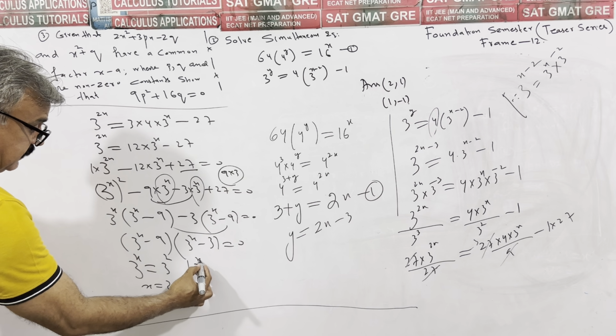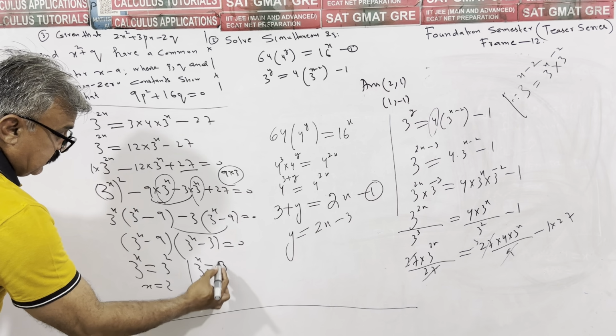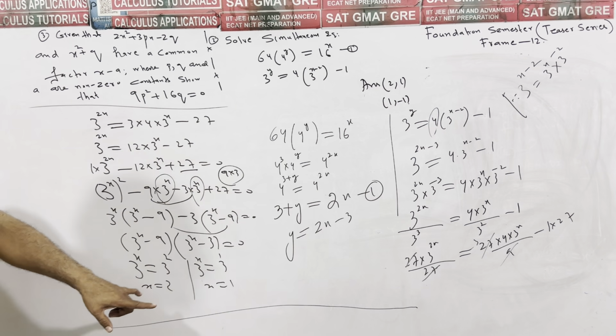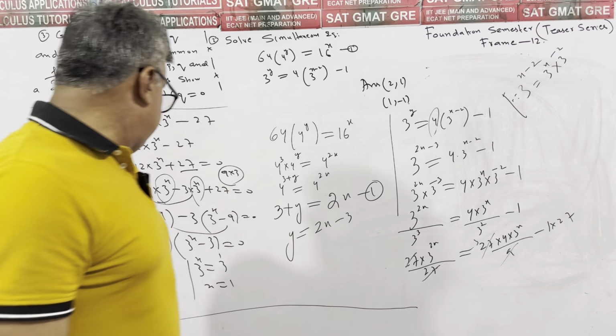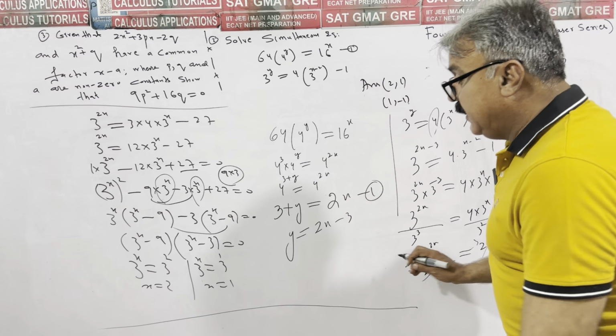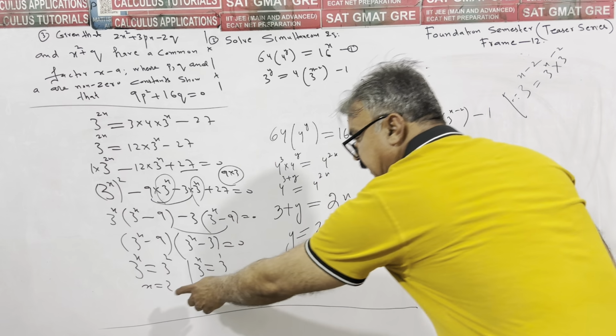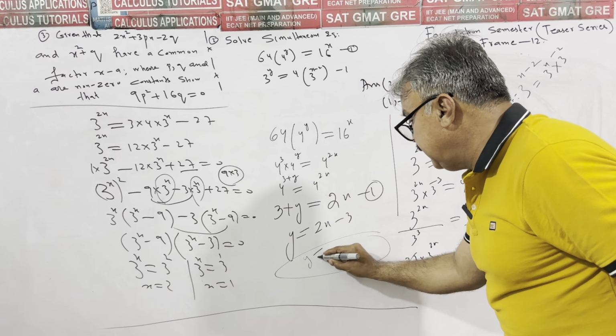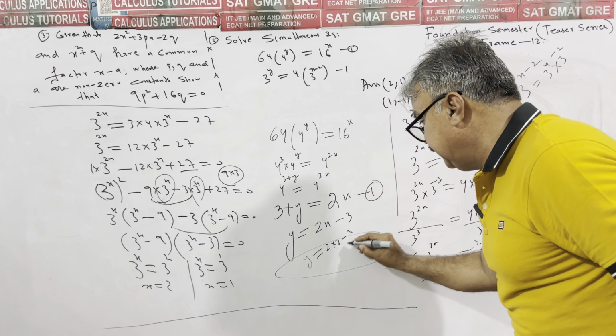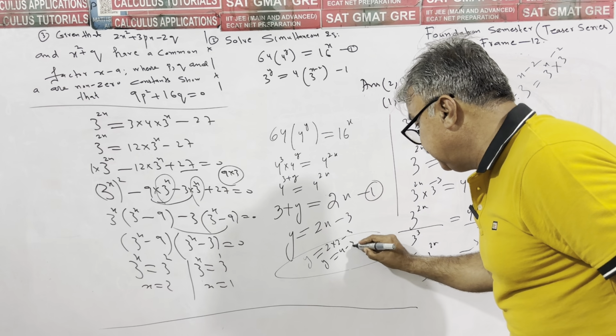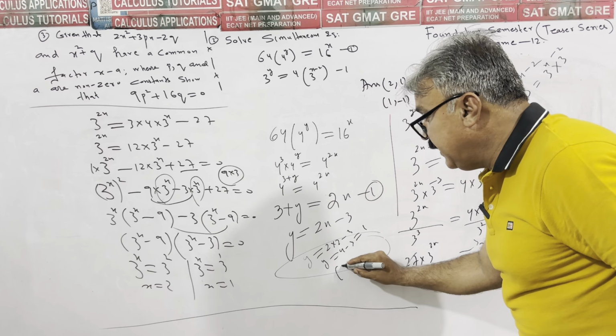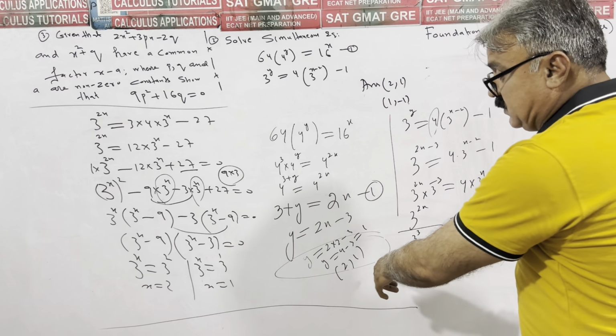Here 3 raised to x is equal to 3, so x is equal to 1. Now put both these values in to find the value of y. Put x is equal to 2: y is 2 times 2 minus 3, so y is equal to 4 minus 3, which is 1. Means when x is 2, y is 1.